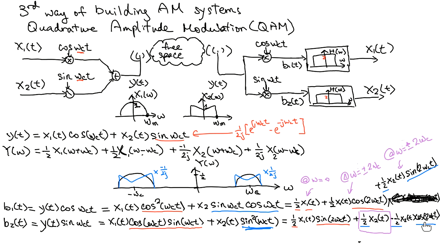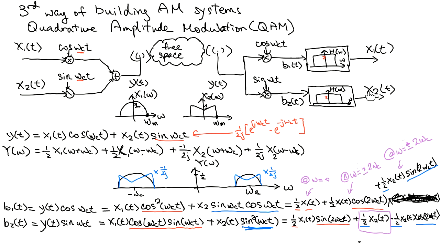All right. And so now, what have we done here? We have done something that is quite interesting. We actually transmit two signals, x1, x2. Okay, they actually overlap in frequency when it's transmitted to free space. Look at the y here. Yet at the end we are able to separately recover x1 and x2.